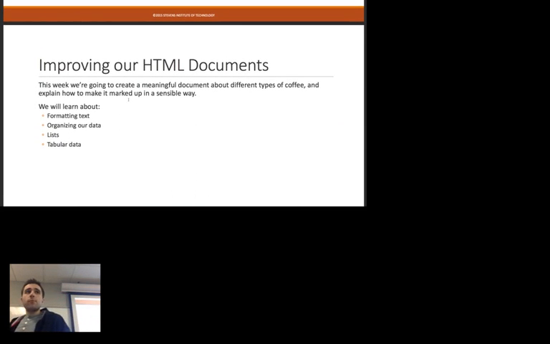Now, this week we're going to go through using that repository and create a meaningful document about different types of coffee, because that is one of the only topics that I can just stand in front of a room about and keep talking about. So, we're going to talk about different types of coffee, maybe how to make them. We're going to use this to learn about formatting text, organizing our data, making lists, and potentially some tabular data if time permits. Let's see what time it is. Time might permit, I'm not 100% sure.